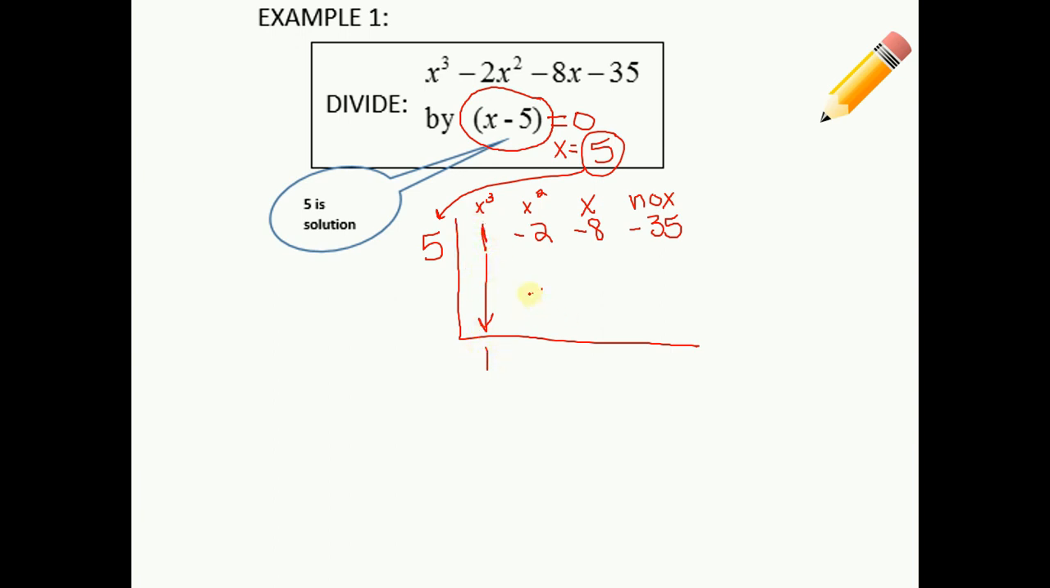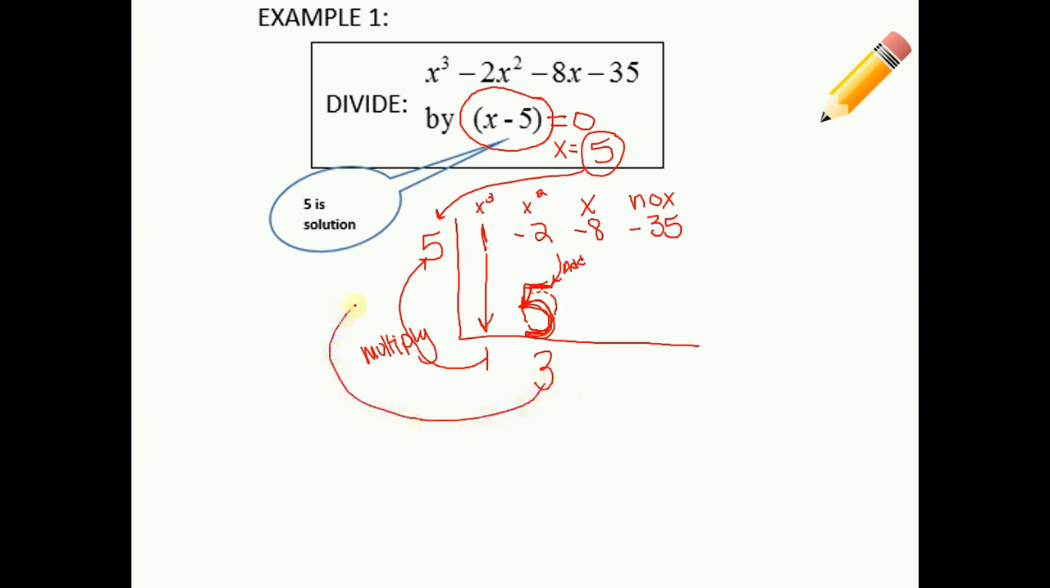Now, to get this next number right here, you're going to take this number and multiply by the 5. So I'm going to go 1 times 5. I'm going to get a 5 right here. Big giant 5 right here. There we go. Then you're going to add these together. So -2 plus 5, that's 3.